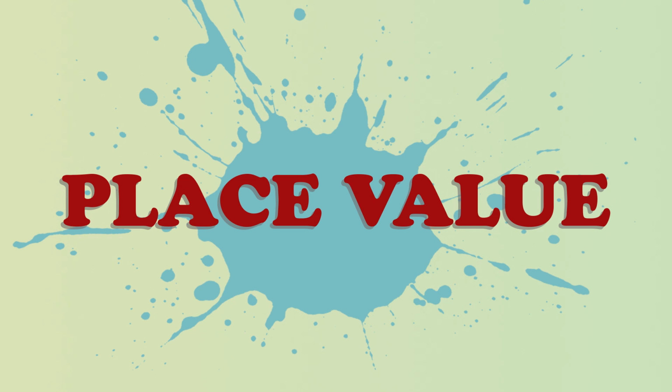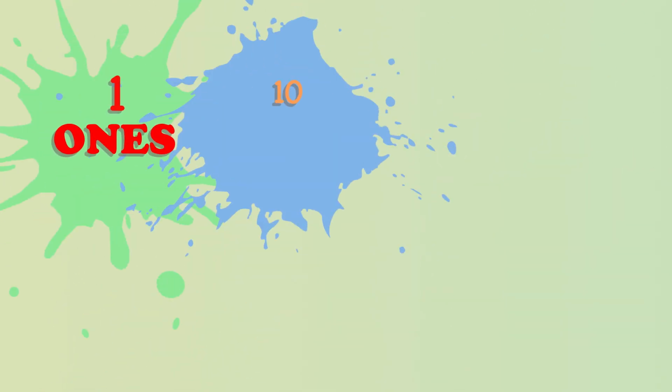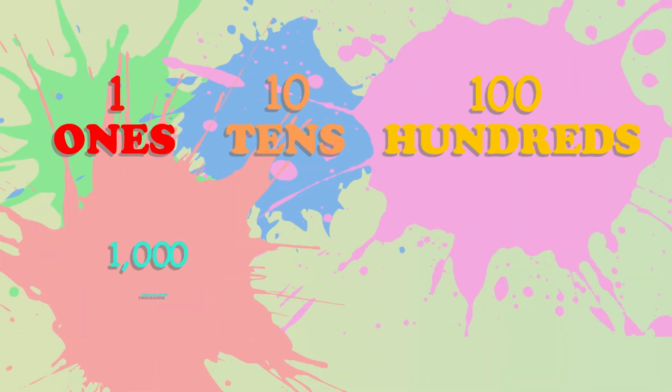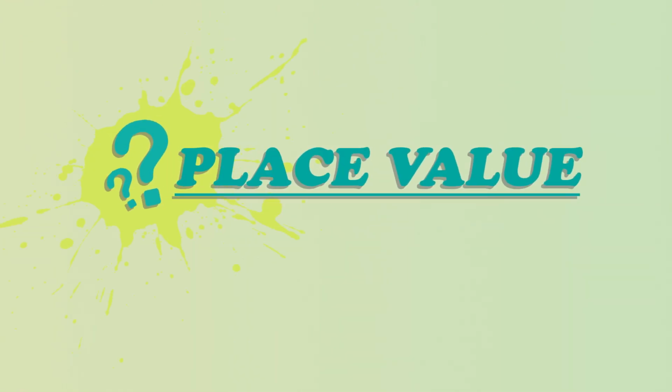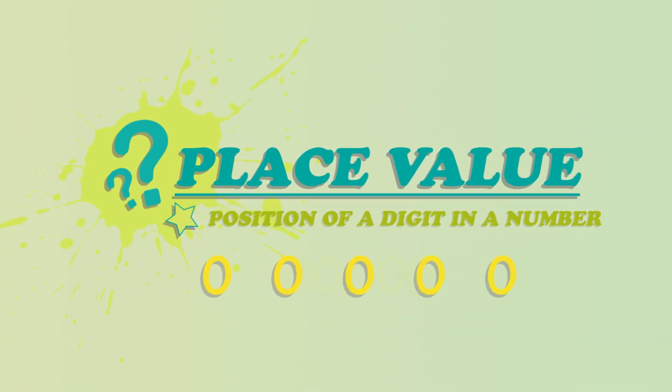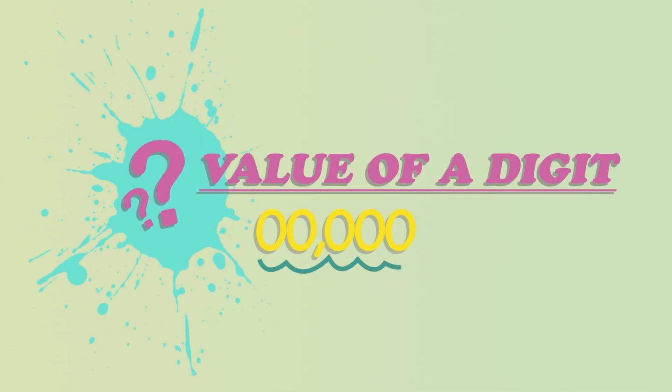An easier way to understand these numbers would be to group them into sets and place the digits in their proper place value. Ones, tens, hundreds, thousands, and 10,000s. But what is a place value? A place value indicates the position of a digit in a number, while the value of a digit depends on its place or position in a number.